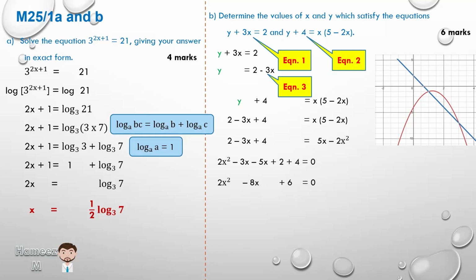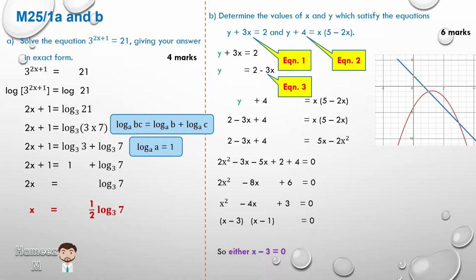And for simplicity, we can divide every term in that equation by the number 2. So 2 into 2x squared is x squared. 2 into -8x is -4x. 2 into +6 is +3. And 2 into 0 is 0. Now we have a quadratic equation, and we can solve using the quadratic formula, or this can factorize. When we factorize this, we're going to get (x - 3) as the first linear factor by (x - 1) is equal to 0.